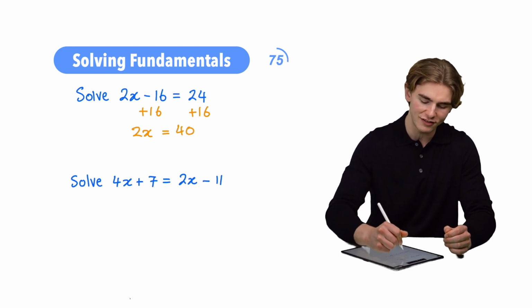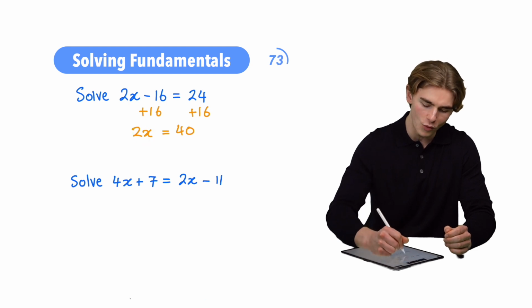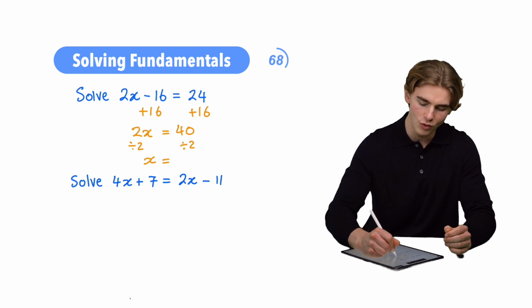And then what's preventing the x from being on its own? It's being multiplied by 2. So we can divide both sides by 2. What's that going to give us? It's going to give us x equals 40 divided by 2, which is going to be 20.